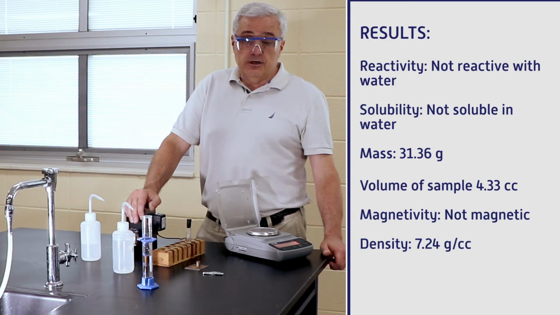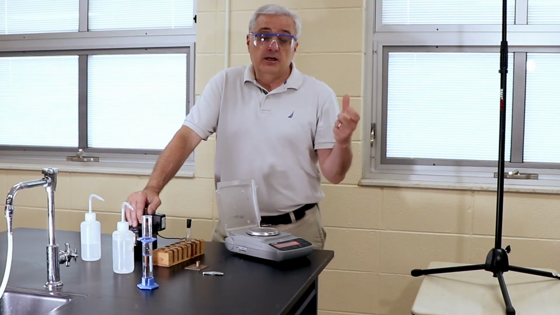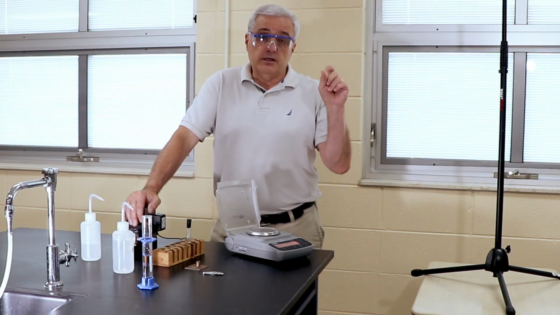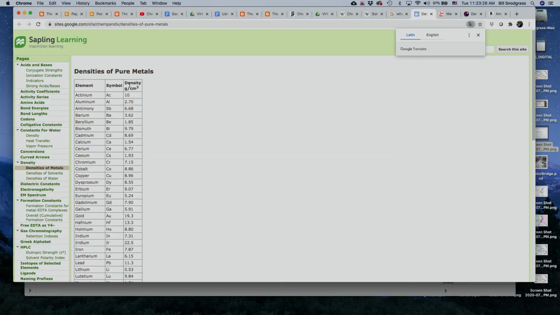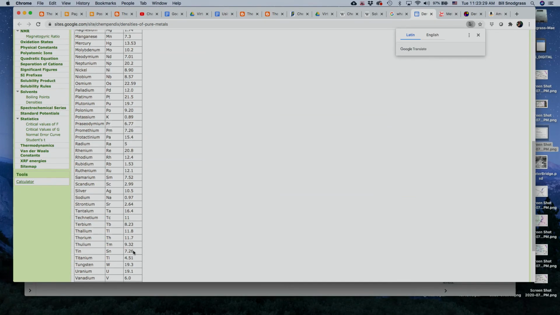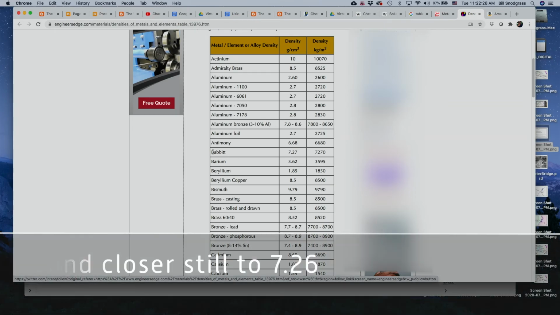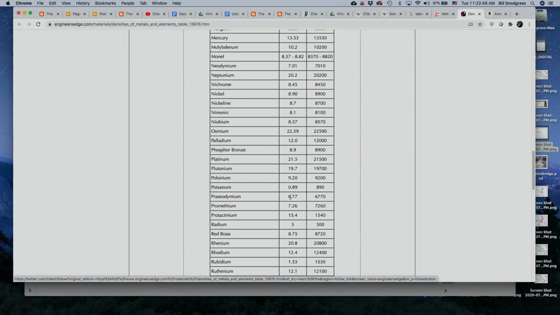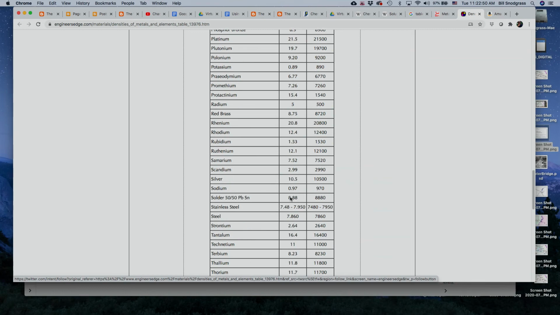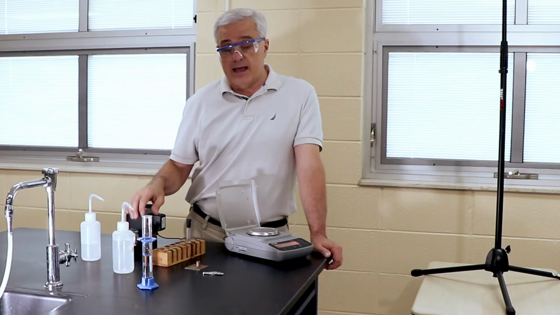So now we go to the density table. Looking at a density table, we find that the expected density of tin is 7.28. Using that as our starting point, we're now going to apply the results of the other tests, because 7.24 is pretty close to 7.28. If we apply the other things to it, we're going to find that tin is not soluble in water, tin is not reactive with water, tin is not magnetic.